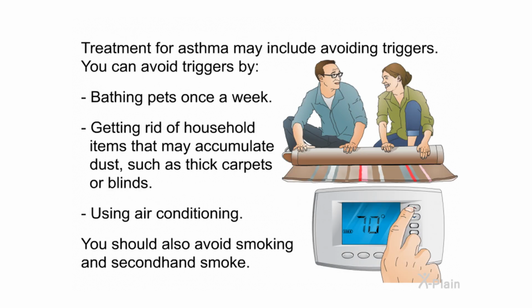Treatment for asthma may include avoiding triggers. You can avoid triggers by bathing pets once a week, getting rid of household items that may accumulate dust, such as thick carpets or blinds, using air conditioning. You should also avoid smoking and secondhand smoke.